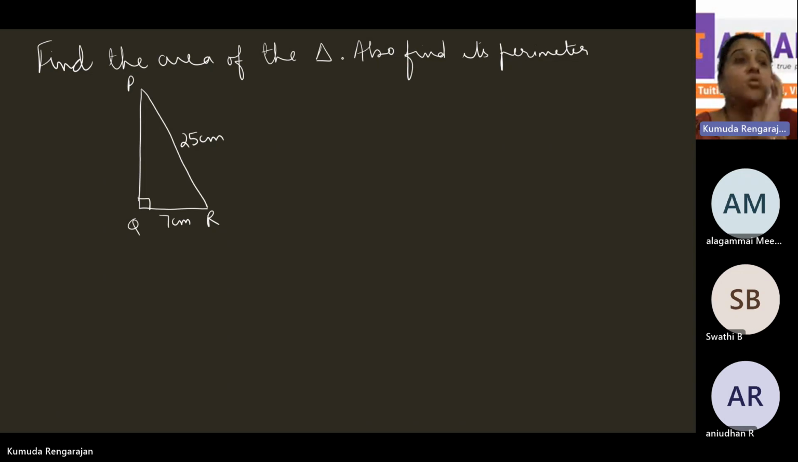It does not need more than 1 minute, the total thing, finding area and perimeter. 30 seconds. 40 seconds for area, 20 seconds for perimeter. Done. 1 minute, you can finish it. Completed, ma'am. Very good. What's the area, Swati? Area is 84 centimeters square and perimeter is 56 centimeters. 56. Yeah, perfect. Very good, Swati. Perfect.